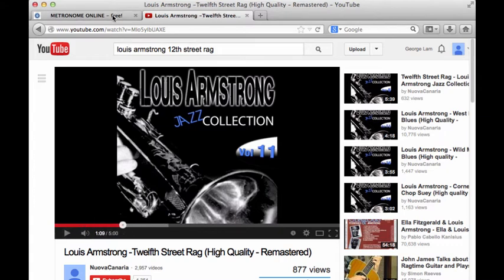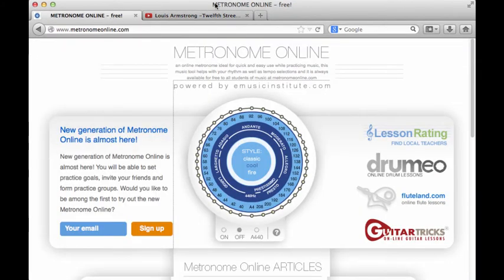Okay, so I'm going to head over to the free online metronome, which is this page right here, metronomeonline.com. And this metronome has all the metronome markings from 40 to 208 beats per minute. And so I'm going to try to find where that pulse is on the metronome, and so I know how fast that Louis Armstrong piece is. So here's the pulse that I had.